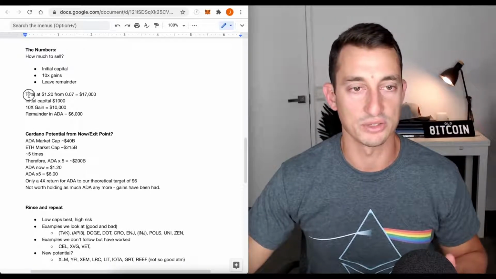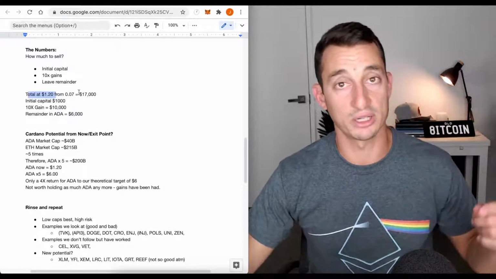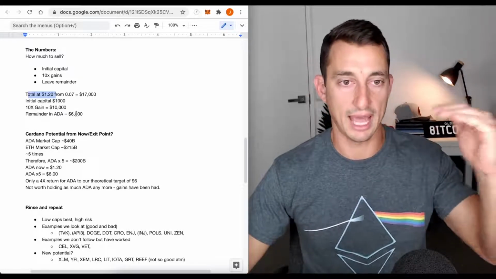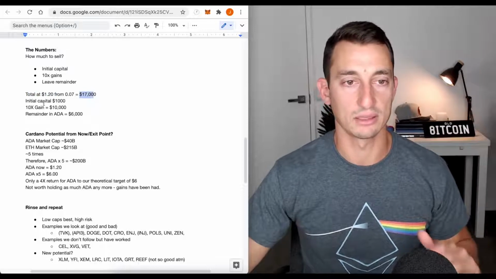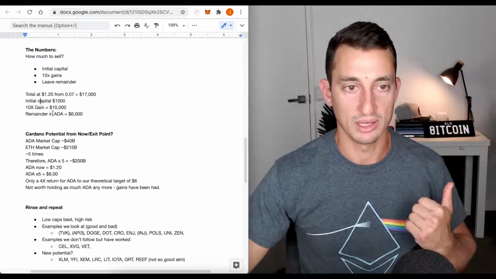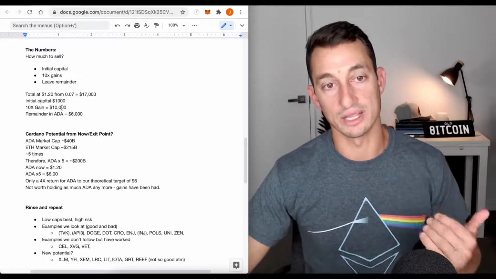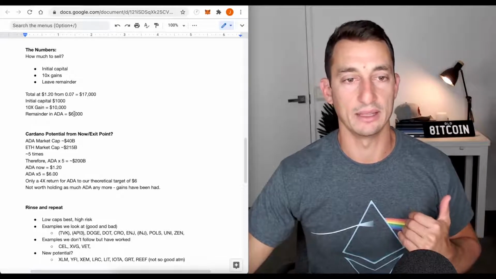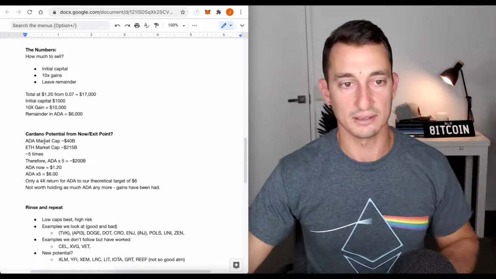So looking at the numbers, the total at $1.20, because we got in at 7 cents, we're getting out at $1.20, in at 7, out at $1.20, 17 grand. All right, rough numbers, keep it in mind. Initial capital, we take 1,000. 10x gainer, take the 10,000. So there's 11,000 we've pulled out of Cardano. Remainder is 6,000. So we still have 6,000 in Cardano.